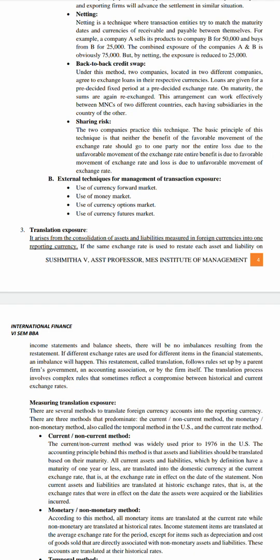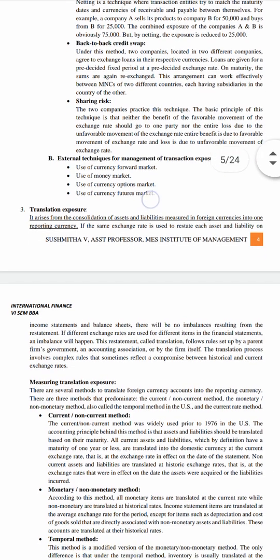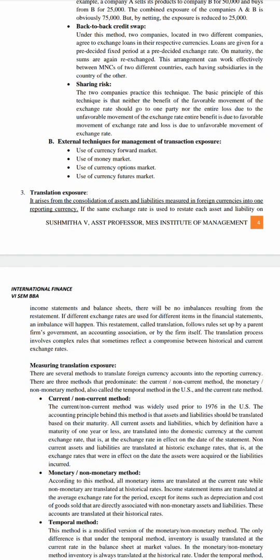Next, back-to-back credit swap. Back-to-back credit swap is nothing but parallel loans. So instead of having loans in different countries, you can avail the loans at a pre-decided fixed period and at a pre-decided exchange rate. You can enter into an agreement stating that we will be locking to this particular exchange rate and we are going to settle only at the pre-decided exchange rate. So such loans are called back-to-back credit swap. Usually when two different companies are located in different locations, this back-to-back credit swap would be opted for.